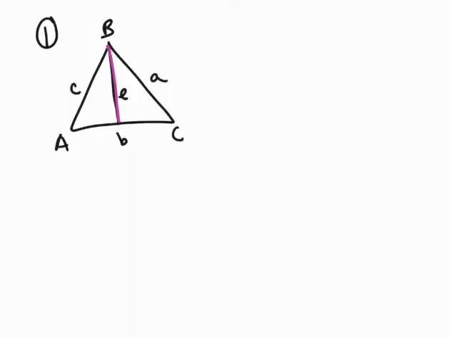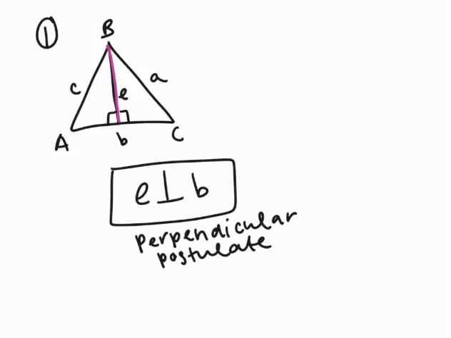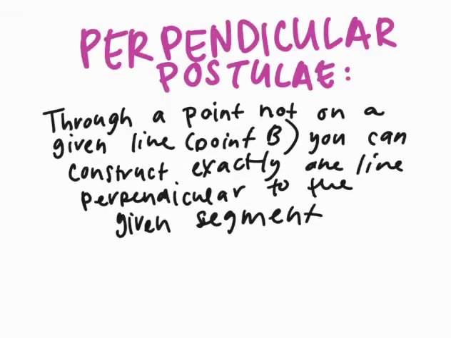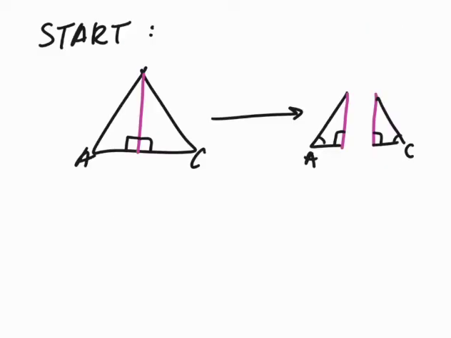It's pretty cool. I'm going to start with an altitude coming down from angle B to side B, and this line segment altitude is perpendicular to side B because of the perpendicular postulate, which pretty much says that for a given line, there's one line perpendicular to it from a point. See the two right triangles formed?